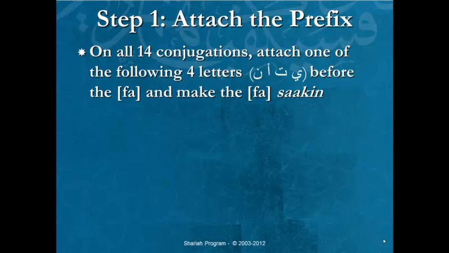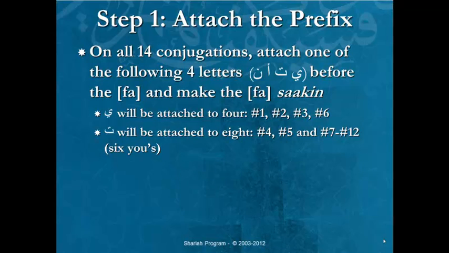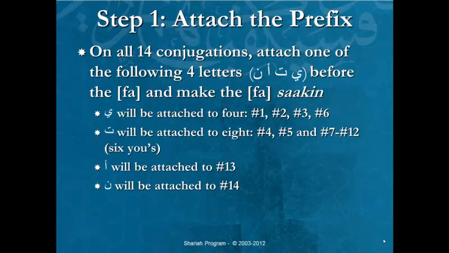So step number 1, attach the prefix. On all 14 conjugations, you're going to attach one of the 4 following letters, either a ya, a ta, a hamza, or a noon, and it's going to come before the fa position. The fa position is going to become sakin, so you'll hear yaf, taf, af, and naf. So ya will be attached to 4 of them, the top 3. Yaf, yaf, yaf, skip 2, and then yaf on the group of females. The 2 we just skipped would be taf, taf. So now we have yaf, yaf, yaf, taf, taf, yaf, and then all middle 6 are taf. Conjugation number 13 has the hamza at the front, and conjugation number 14 has the noon.